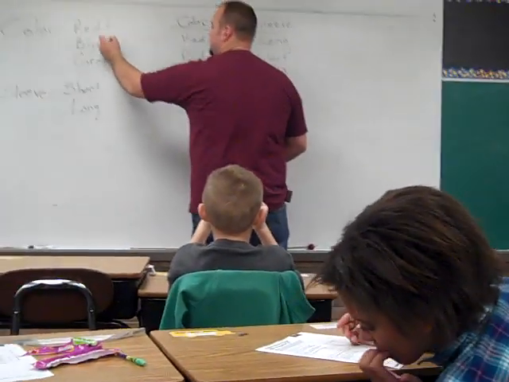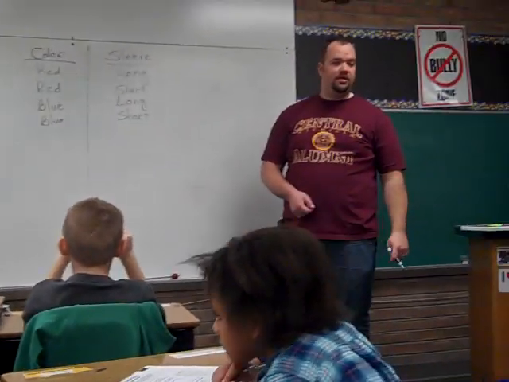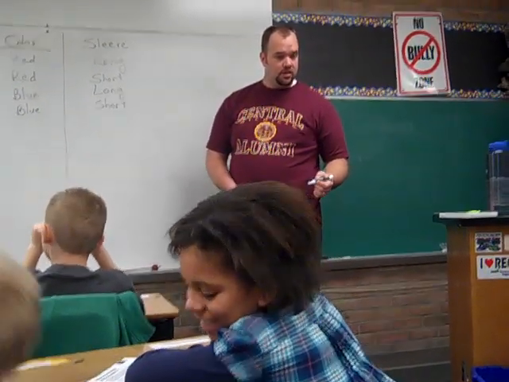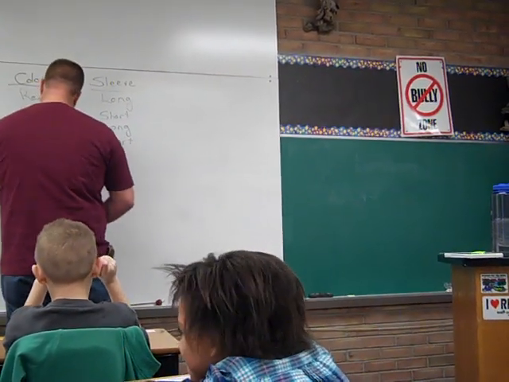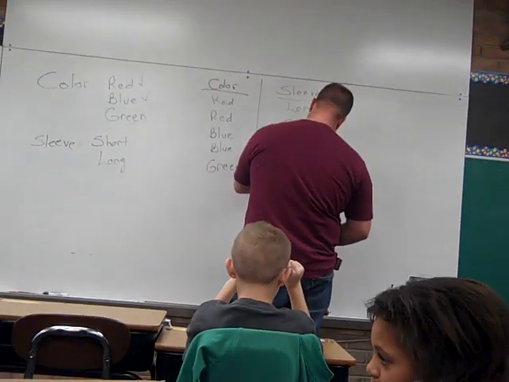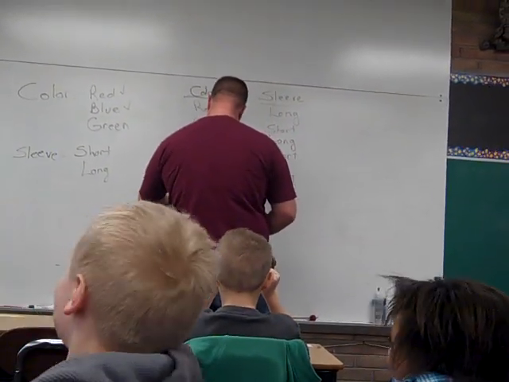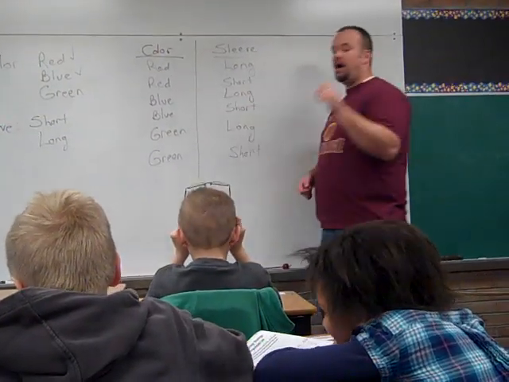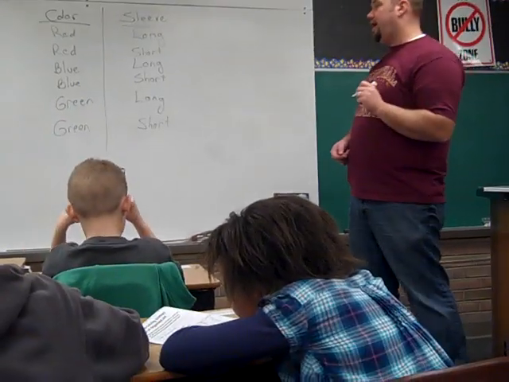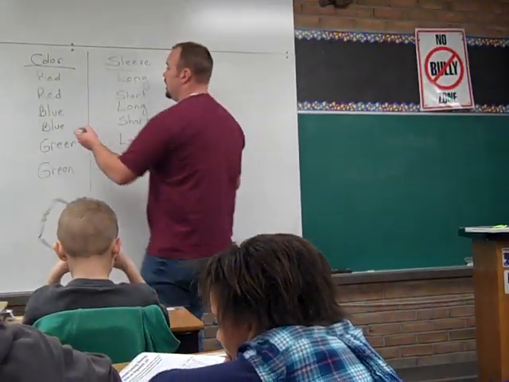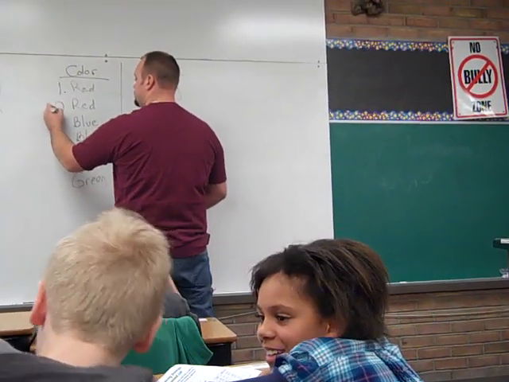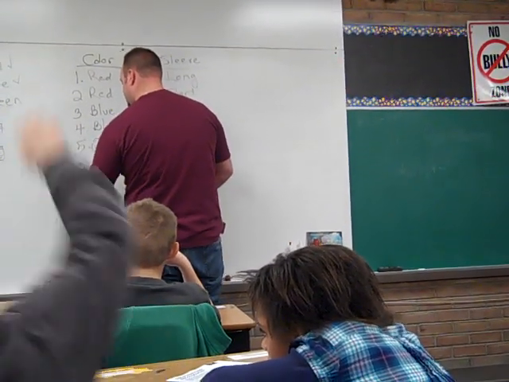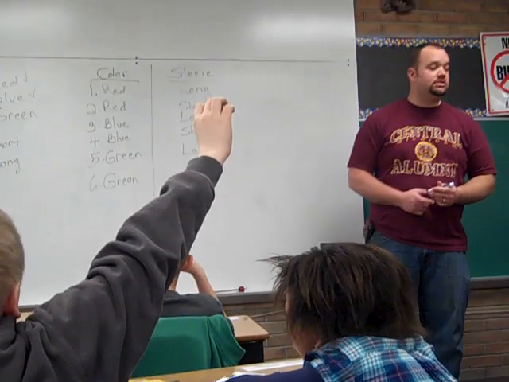Okay, so we've done the red ones, we've done the blue ones. What do we have left? Green. And what two possibilities do we have for green? Long and short. Okay. Green long, green short. So how many choices do I have? Let's count them up. Count with me: 1, 2, 3, 4, 5, 6. We have 6 different shirt choices to choose from.